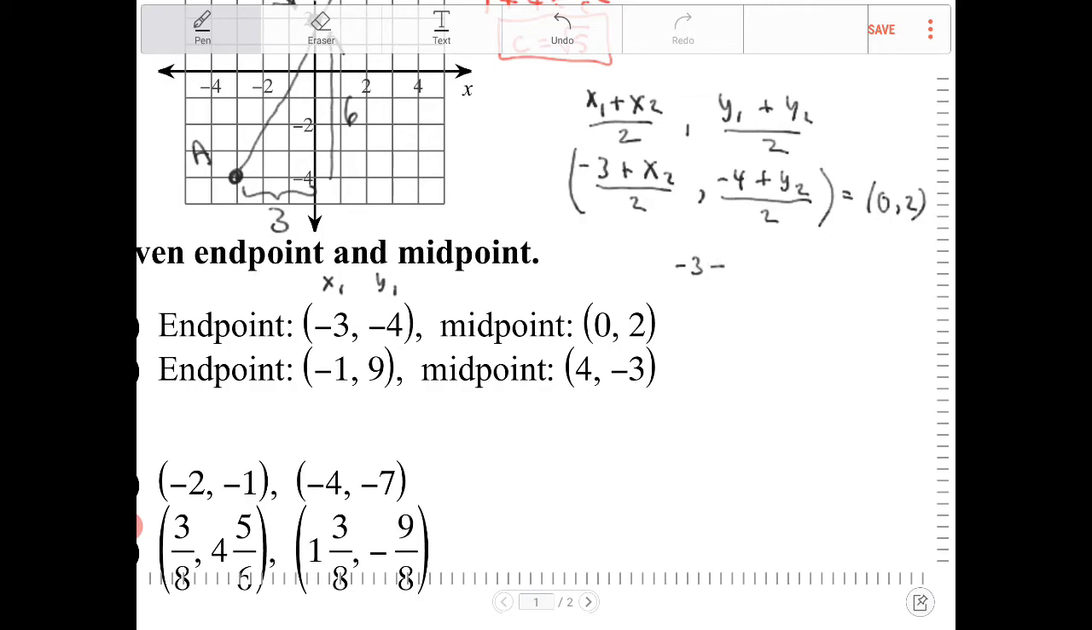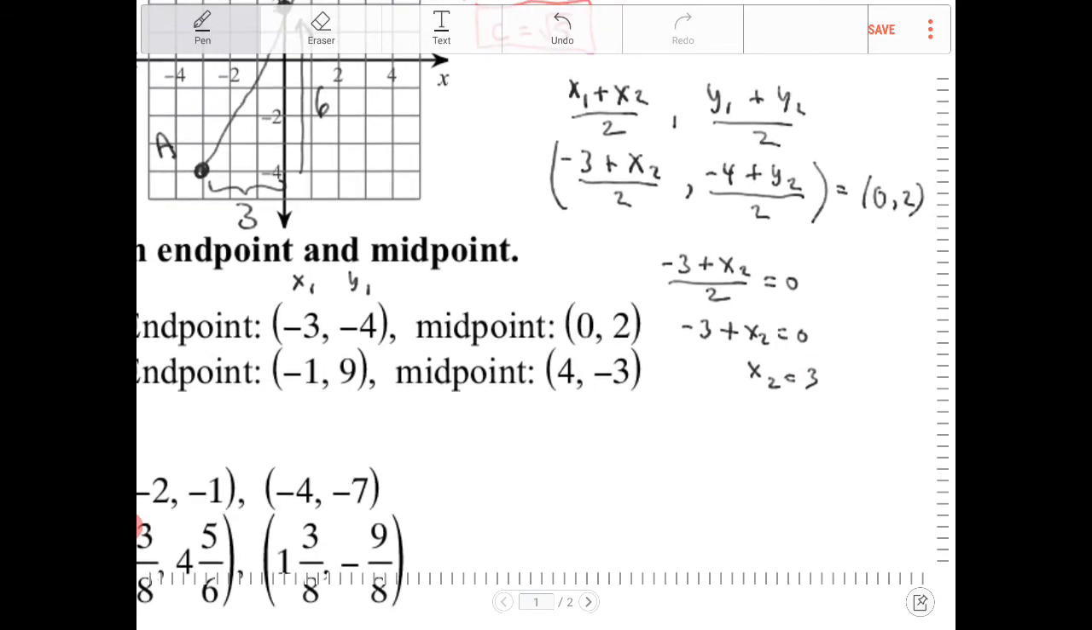I know that -3 plus x2 over 2 is equal to 0. I'm going to solve for x. So I'm going to multiply both sides by 2. I end up with -3 plus x2 is equal to 0. And add 3 to both sides. I end up with x2 is equal to 3.